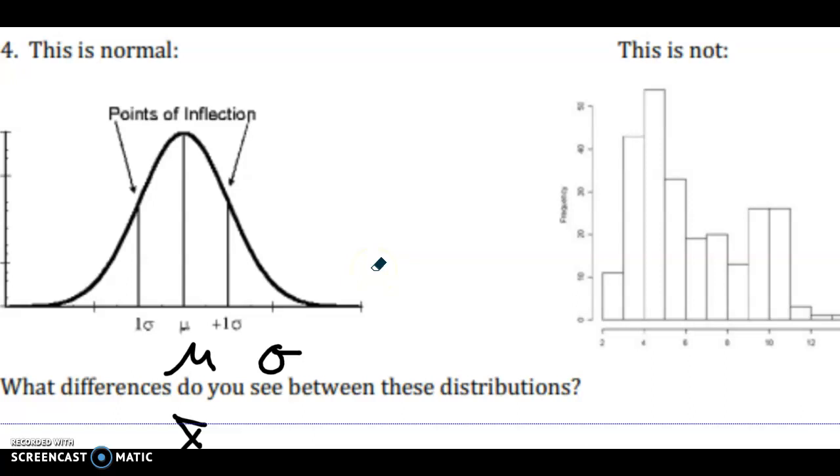And one more. I'm going to give you 15 seconds to talk about the differences and similarities between these two distributions. Go.